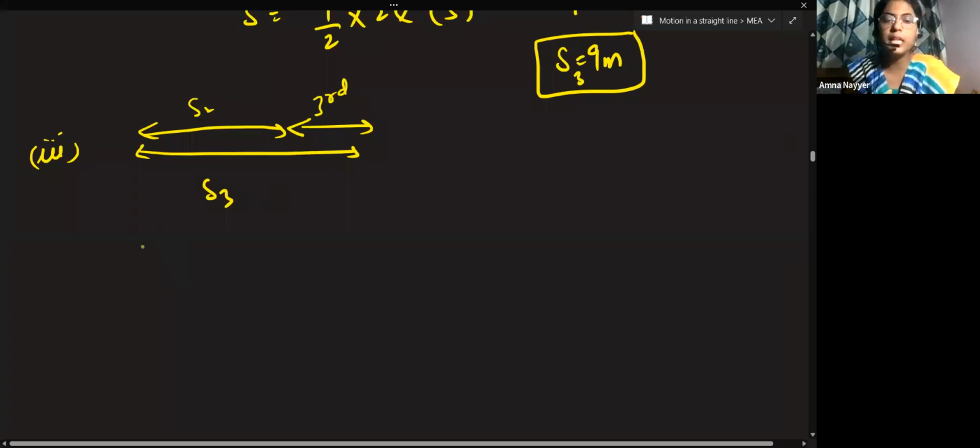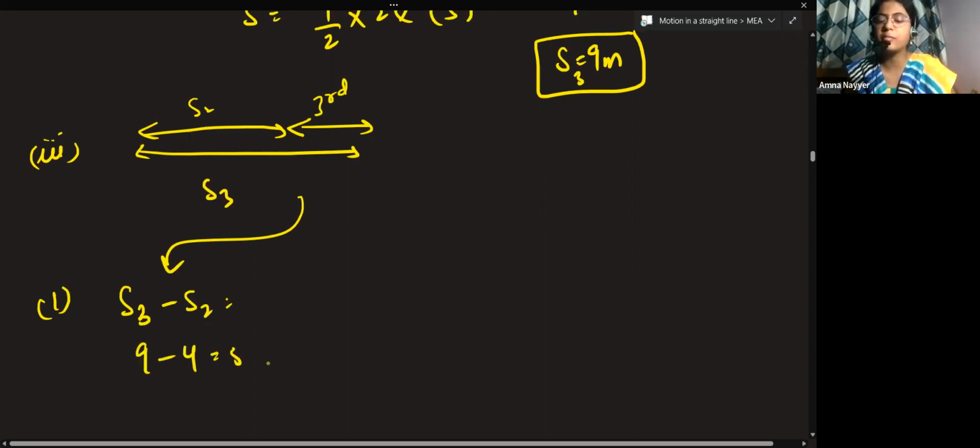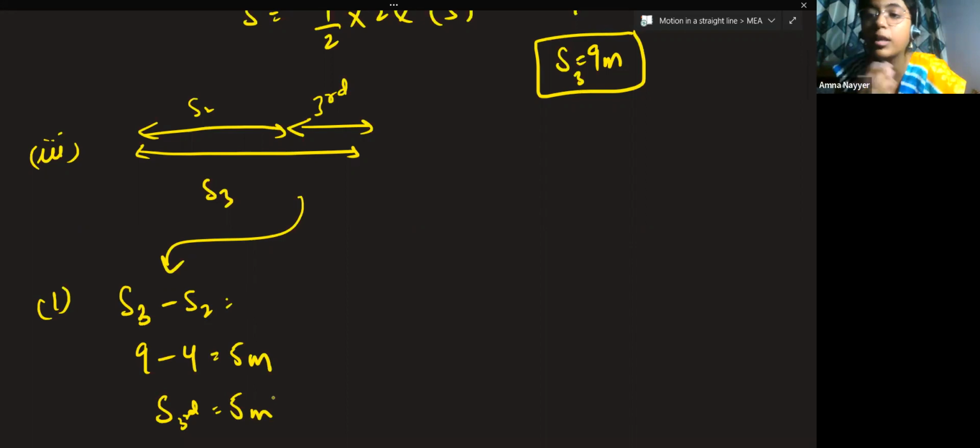You can do this question in two ways. The first method says you can directly subtract S3 minus S2. That becomes 9 minus 4, which gives 5 meters. So S third will be 5 meters. One method is this, directly subtract S3 minus S2. In this question you will be able to subtract because you have already calculated the values of S2 and S3, and the values are so easy.